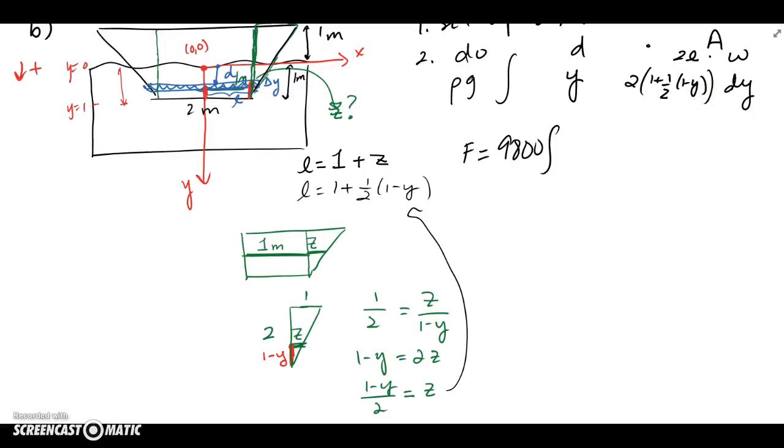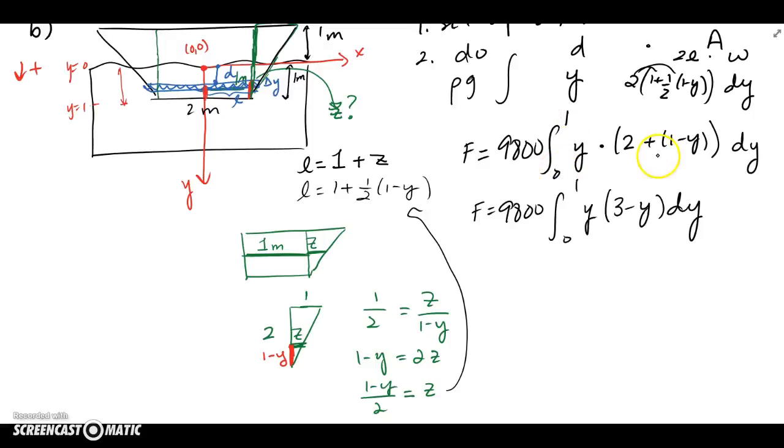Since I'm in the metric unit system, I'm going to put 9800 for my rho g. I have my Y. Let's distribute this guy in. I have 2 plus 2 times a half is 1, minus Y, and then my dy. And let's go back and see where we're making these vertical blue slices. The vertical blue slices are going from 0 to 1, it looks like. So let's clean it up a little bit, combine like terms, 3 minus Y, and we're ready to punch that into our TI and see what we get for the force.